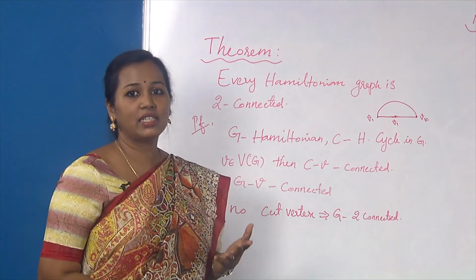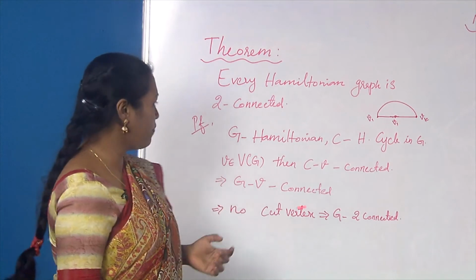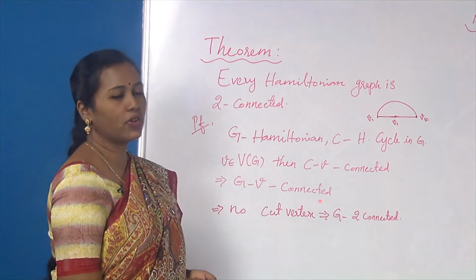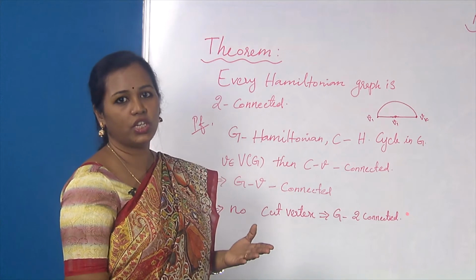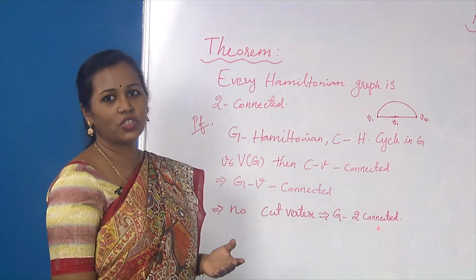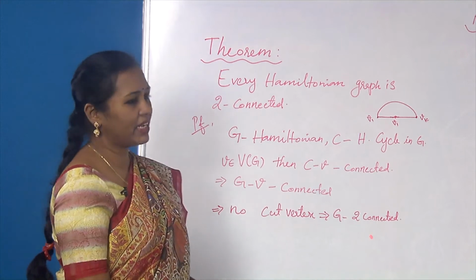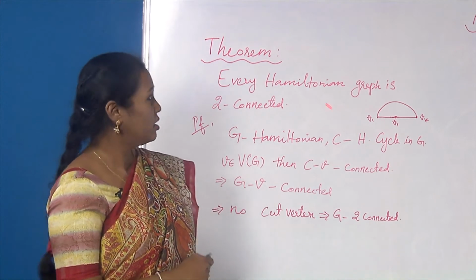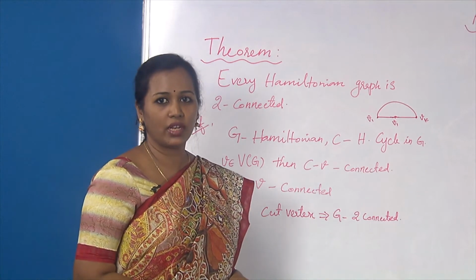Now the cycle C traverses all the vertices of the graph, and therefore you can say that G minus V is also connected. So G minus V is connected for any V belonging to G. This is basically the definition of two connectedness, and therefore there is no cut vertex, which implies that G is two connected. Therefore we have proved our statement that every Hamiltonian graph is two connected.